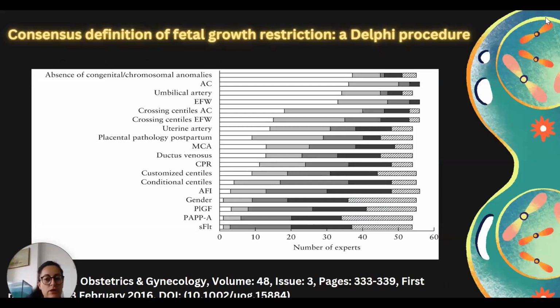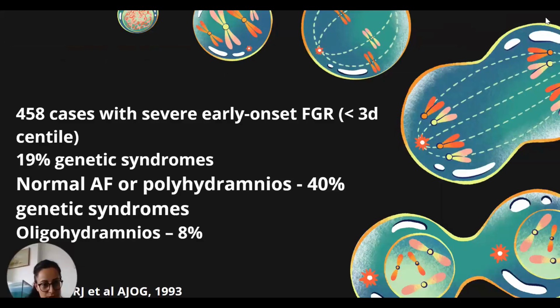The majority of the world experts agree that the definition of fetal growth restriction should exclude congenital or genetic anomalies. One study by Professor Nicolaides in the early 90s revealed that in more than 400 cases of severe early onset fetal growth restriction below the third centile, in 19% of these cases there were genetic syndromes. If the amniotic fluid was normal or if there were polyhydramnios, 40% had genetic syndromes and oligohydramnios 8%.